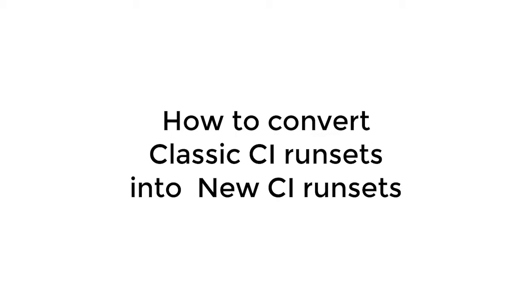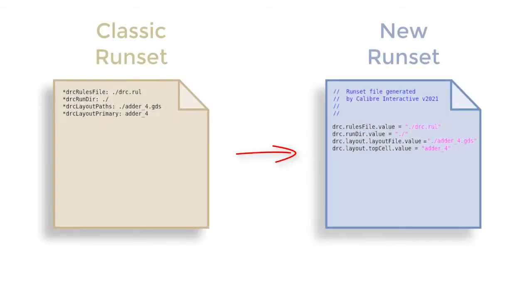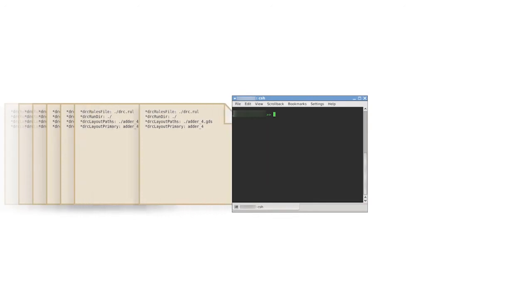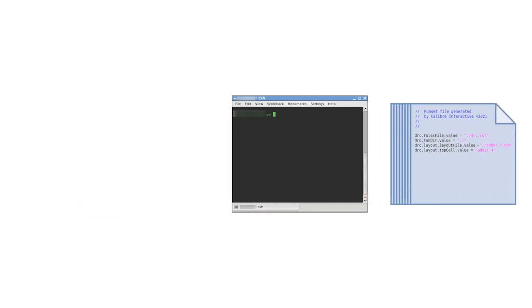In this video, we will take a look at how to convert classic Calibre Interactive runsets into the new Calibre Interactive runset format using a batch command. This way, we can write a script that will convert many runsets into the new format as part of one process.